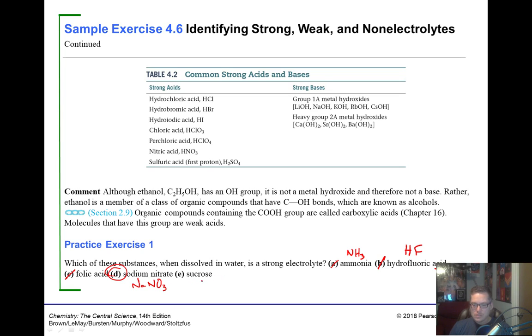And then sucrose, that's sugar. This is a molecular compound. It's not one of our strong bases and it's not one of our strong acids, and so therefore it can't be an electrolyte at all. So this guy's actually going to be a non-electrolyte, so I'll put 2 X's through it.